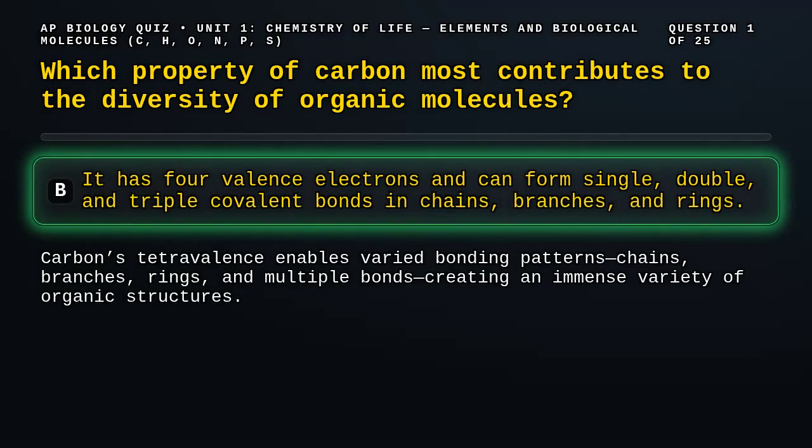Correct answer, B. Carbon's tetravalence allows it to form up to 4 covalent bonds and build chains, branched skeletons, and rings with single and multiple bonds, creating extraordinary structural diversity in biomolecules.